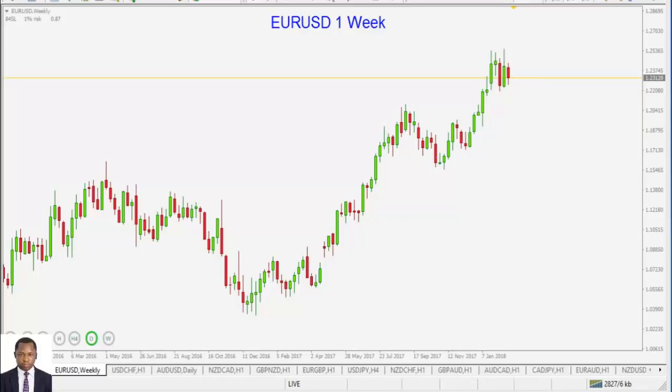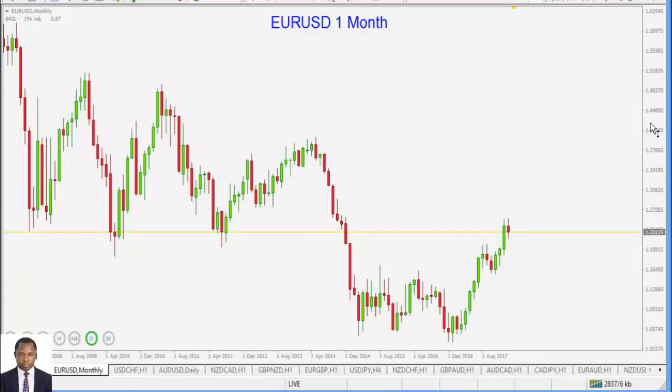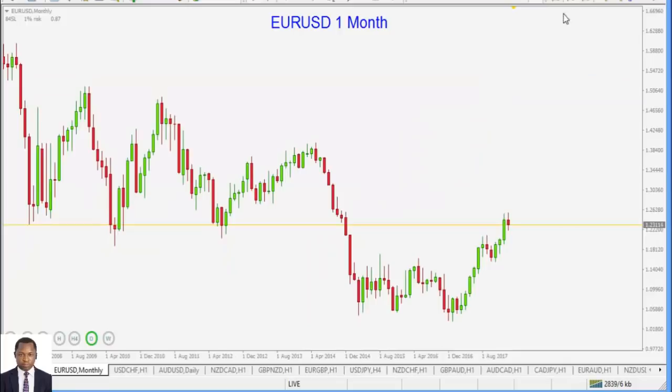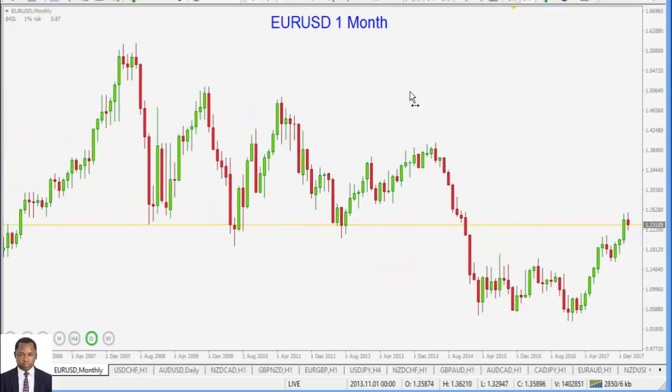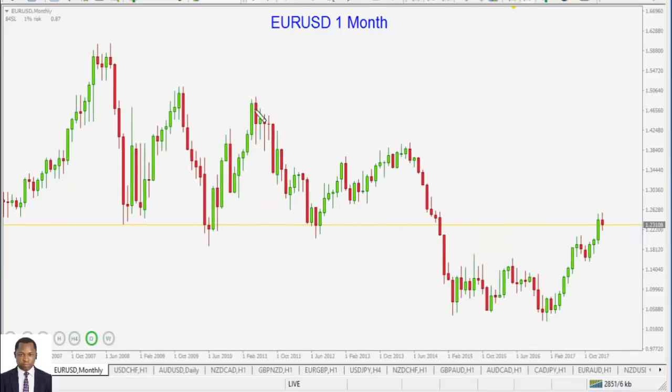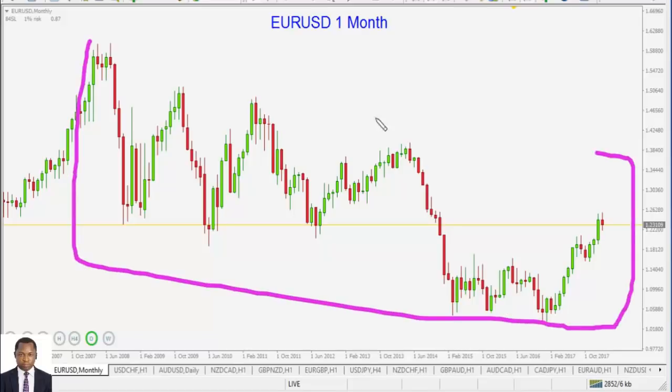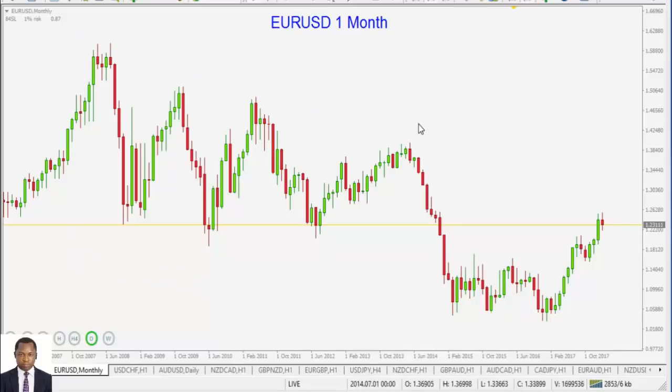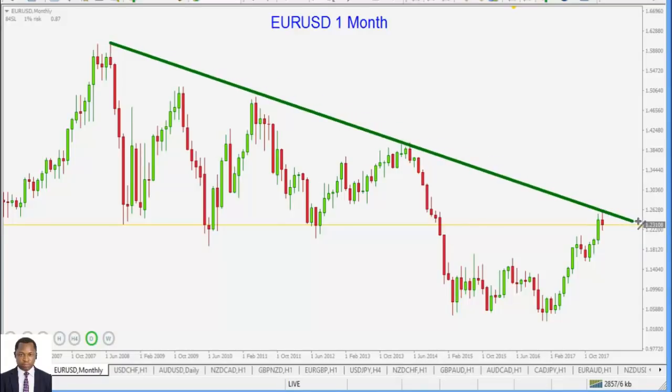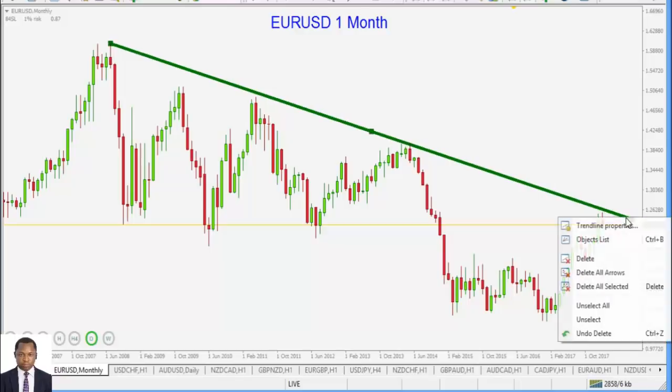Well, let's analyze this pair from the monthly time frame. Now this is the monthly time frame. Let me take out the auto scroll feature so you can get exactly what I am talking about. All right, so we are going to concentrate on this area of the chart. That is what has been going on for some months. This is the high of that downtrend in the monthly time frame. It is the focal point.